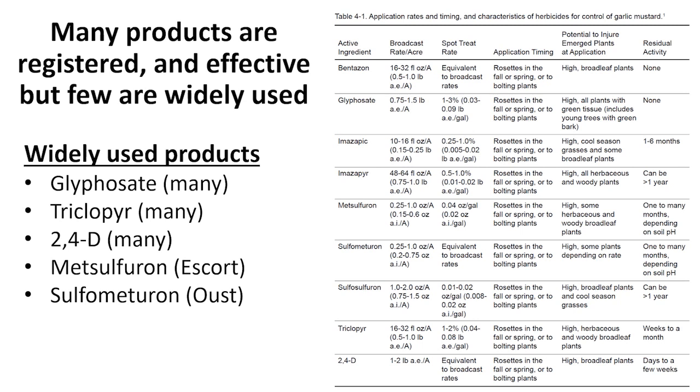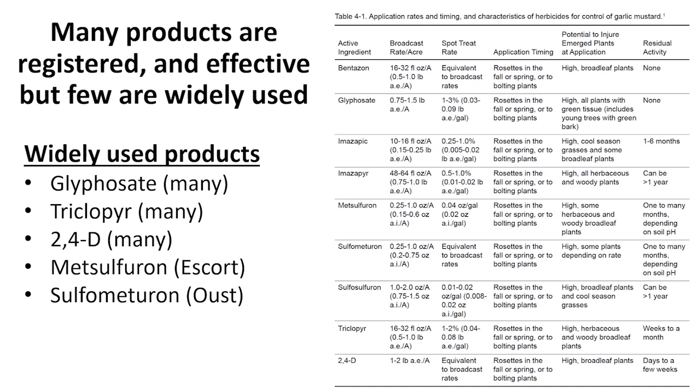You can see you need to really dive into the details, such as what rate do we want to apply them at? Are we broadcasting it or spot treating it? When is the application timing that's best for that product? And then what are the potential injuries and residual activities if we apply some of these herbicides? And you can see there's a lot of variability depending on the product that we utilize in some of these answers. So we really need to do our research when using herbicides.